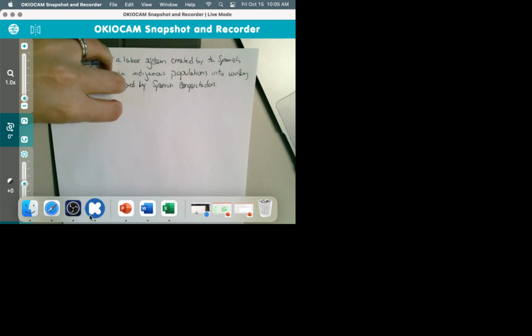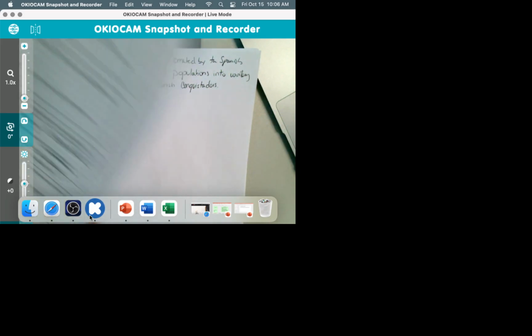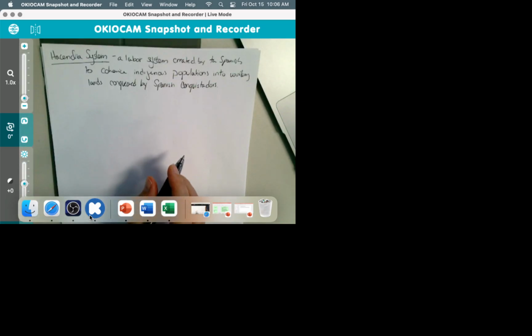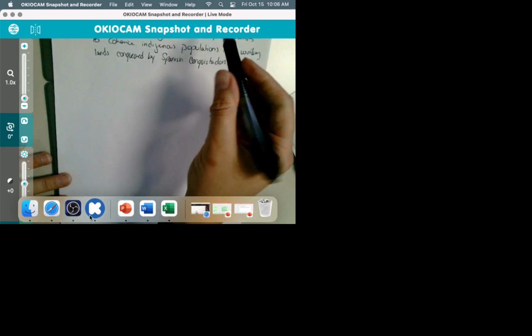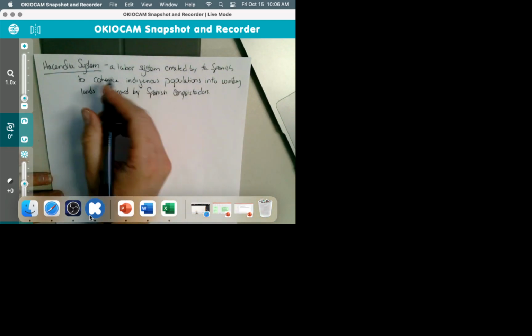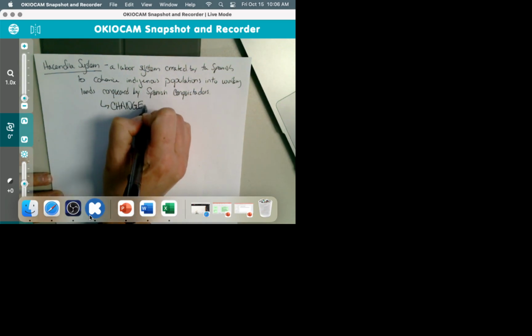Does that make sense? So we simply come up with a nice, clean definition of what it is. Okay, so let's make sure we're going back to our prompt here. The prompt is saying, develop an argument that evaluates how one or more labor systems have changed as a result. So, the hacienda system, how is it going to change and evolve from a labor system created by the Spanish to coerce indigenous populations to work lands conquered by Spanish conquistadors? How is it going to change?